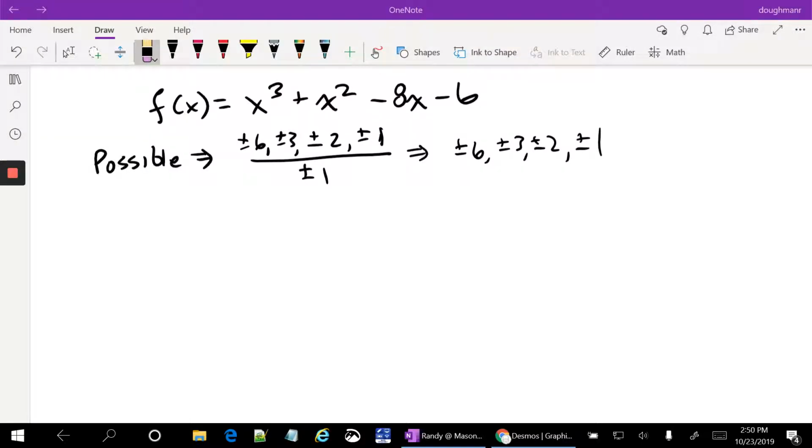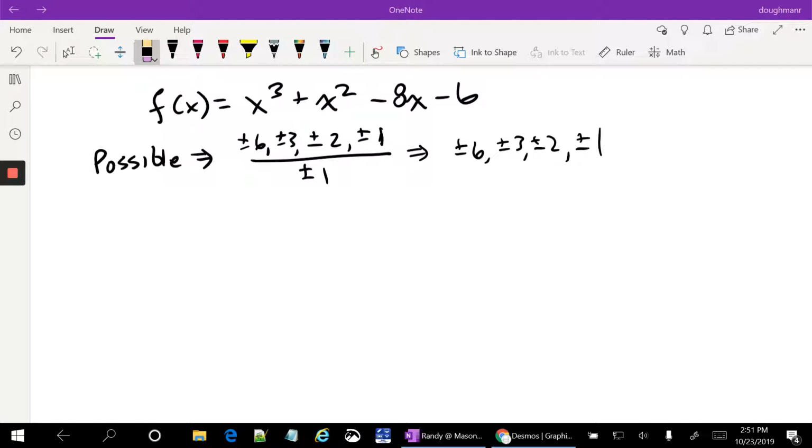Okay, one more. Finding the factors, the exact factors or exact zeros of a polynomial function. Once again, I've got the function above, x cubed plus x squared minus 8x minus 6. And I've gone through what all the possible zeros are. You might want to pause and convince yourself that I'm correct there.